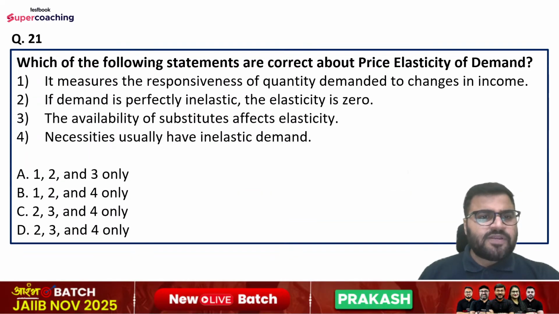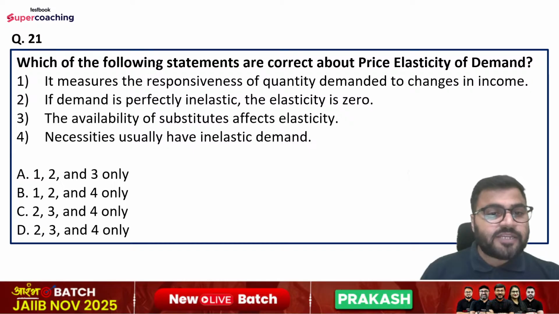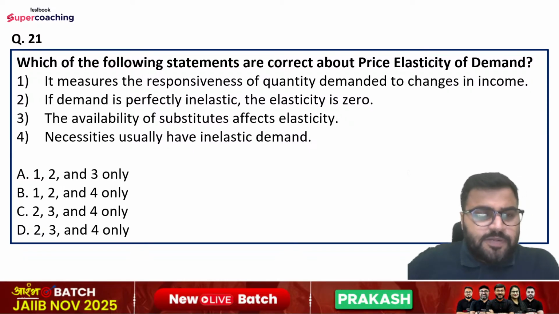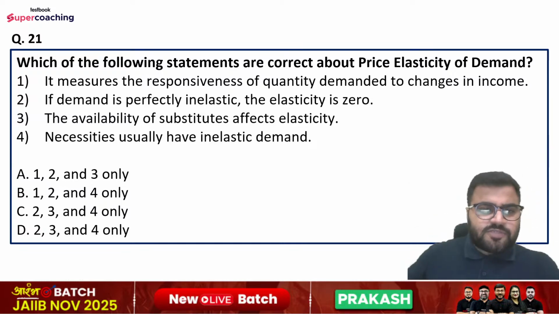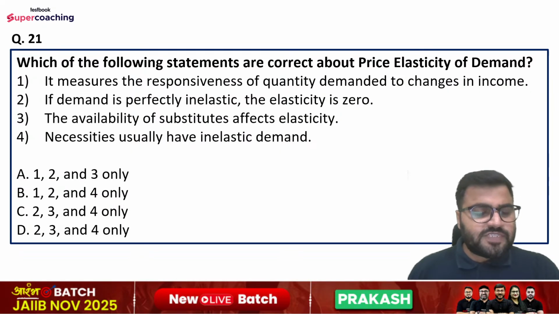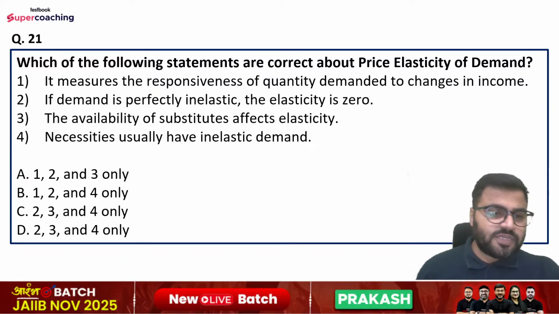Question number 21, which of the following statements are correct about price elasticity of demand? Statements are: it measures the responsiveness of quantity demanded to changes in income. Statement number second is, if demand is perfectly inelastic, the elasticity is zero. Statement number third is, the availability of substitutes affects elasticity. And statement number fourth is, necessities usually have inelastic demand. Options are first, second, and third only, first, second, and fourth only, second, third, and fourth only, or second, third, and fourth. Okay, tell me.